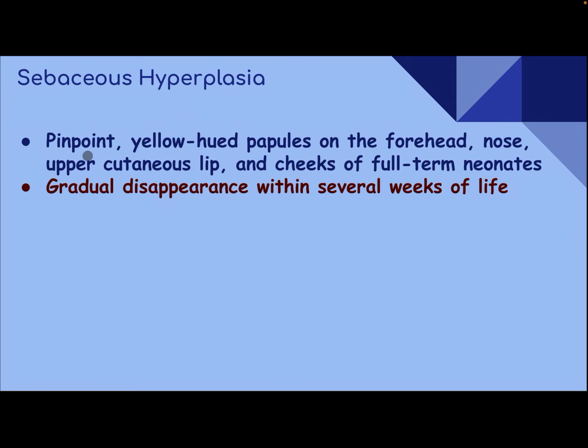Sebaceous hyperplasia. Pinpoint yellow-hued papules on the forehead, nose, upper cutaneous lip, and cheeks of full-term neonates. Gradual disappearance within several weeks of life.